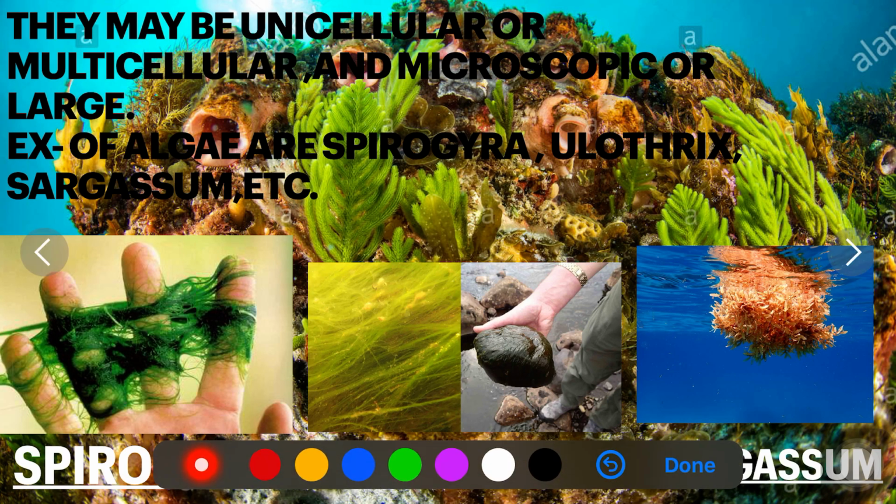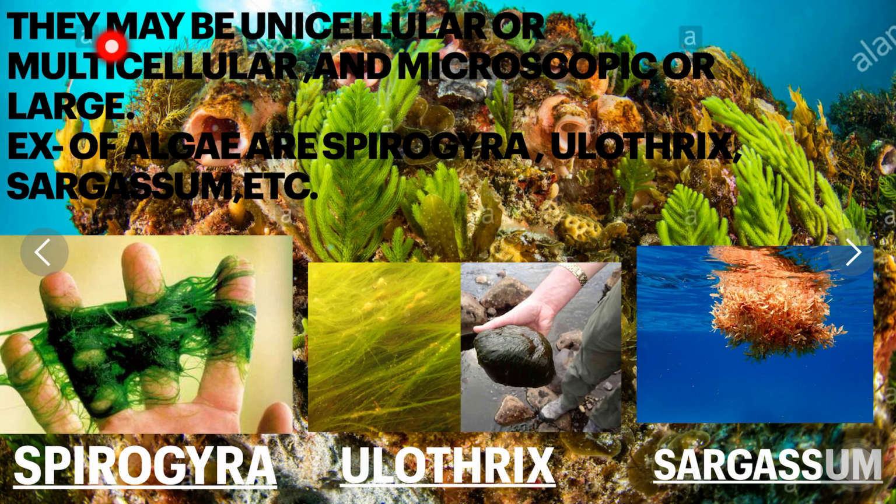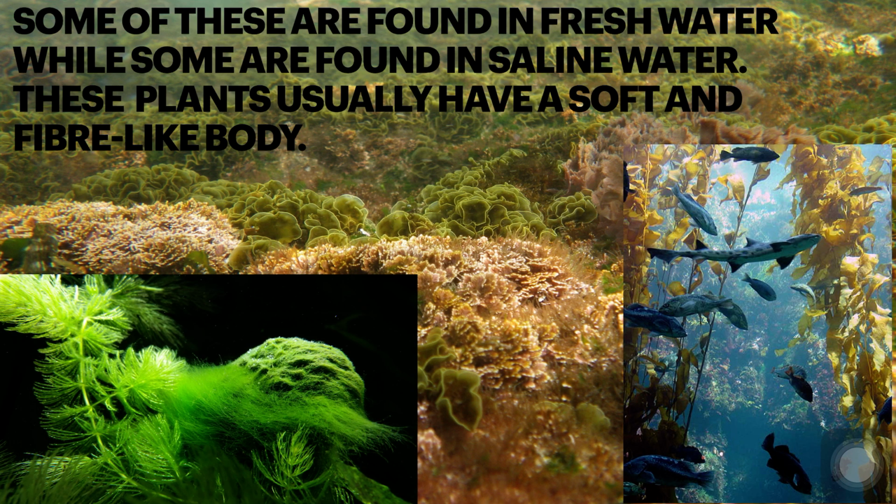Now, the third characteristic of Thallophyta is that they may be unicellular, that is made up of a single cell. They may be multicellular, meaning more than one cell, and may be microscopic, that is cannot be seen with our naked eye, or they may be large, that means we can see them with our naked eye. Examples of algae are Spirogyra, Ulothrix, Sargassum, etc. Some of these are found in fresh water while some are found in saline water.